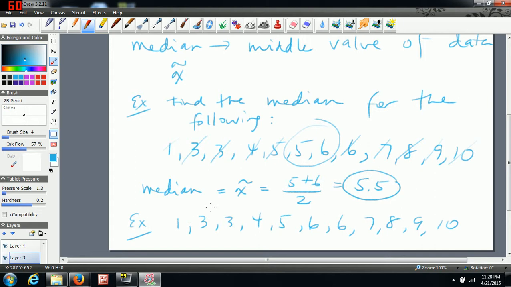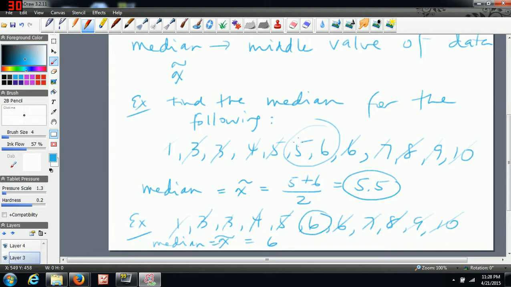Okay, and we want to find the median for this. So if I just start canceling one from each side, now in this case I end up with one number. So in this case the median would just be equal to 6. Okay, so that's an easier example. So usually you'll end up with 1.